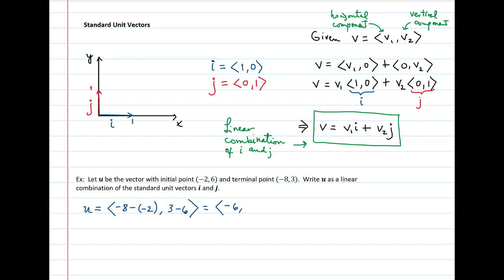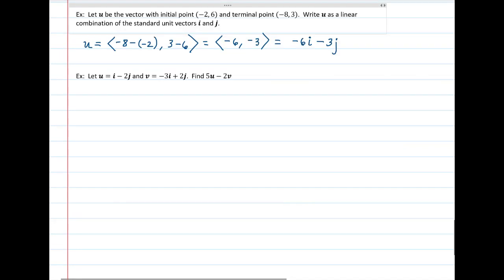First the x: -8 minus -2, 3 minus 6. Always start with the terminal, because if you switch those and start with the initial, you're going to be doing a different vector. You're switching the initial and terminal points, and you don't want to do that. So once we get our component form, <-6, -3>, very simple, very straightforward, I can also represent this vector as a linear combination of i's and j's by just taking the components: -6i minus 3j. And there you have it.